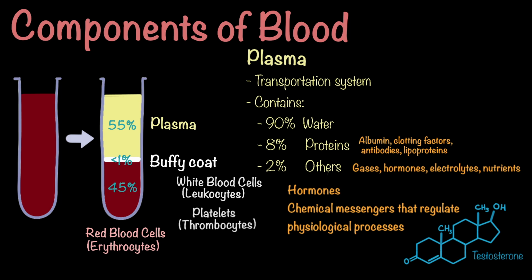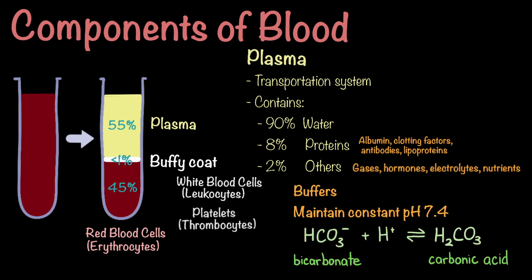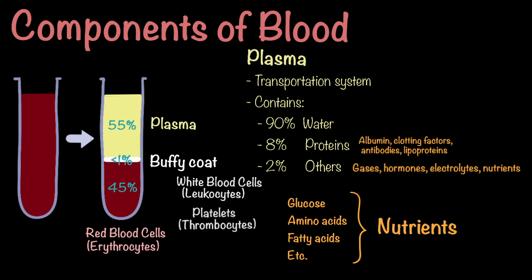Hormones such as estrogen, testosterone, insulin, and cortisol act as chemical messengers, regulating various physiological processes and maintaining homeostasis within the body. Electrolytes, such as sodium, potassium, calcium, chlorine, and magnesium ions, contribute to the body's electrochemical balance. Buffers in the blood help maintain a constant pH of 7.4, the main one being bicarbonate. Glucose, amino acids, and fatty acids are nutrients that are transported to cells for energy production and growth.